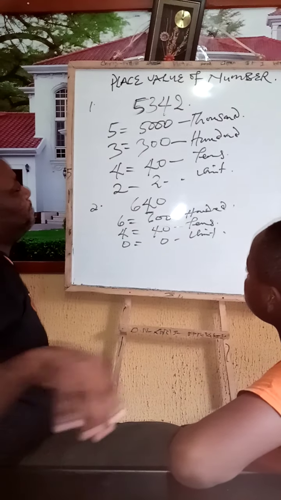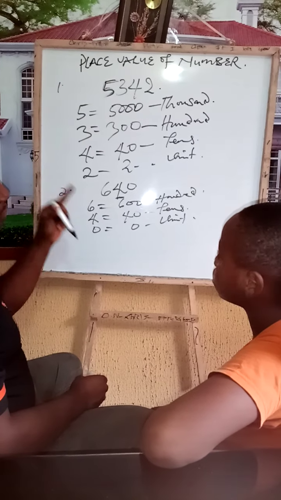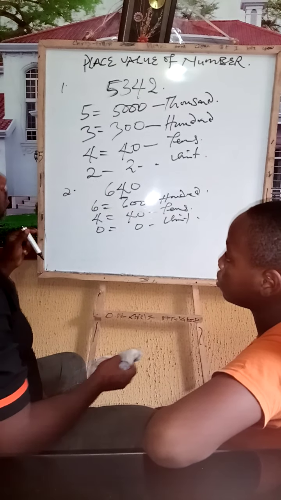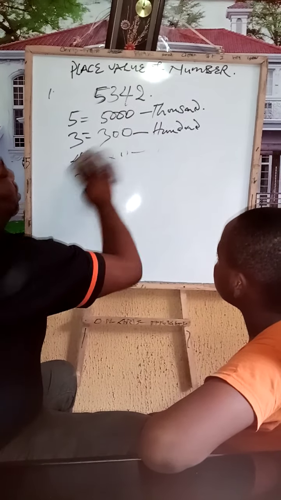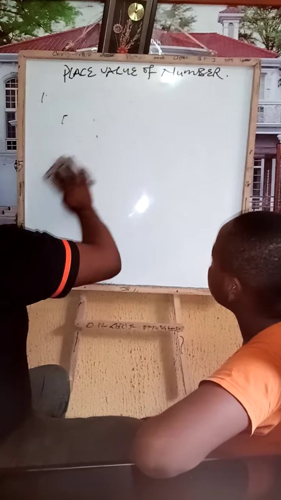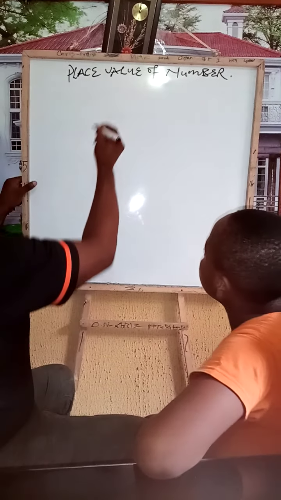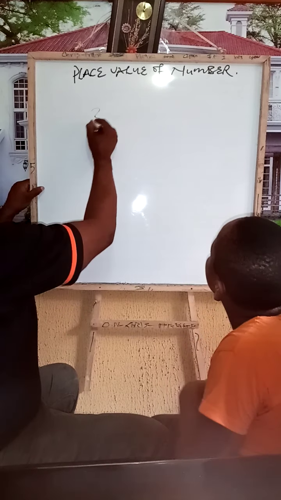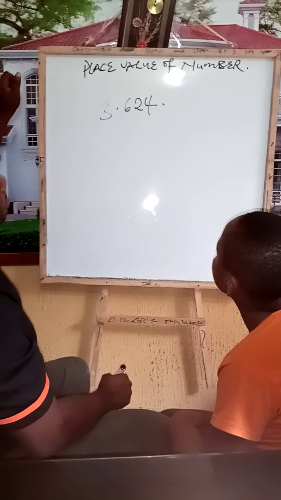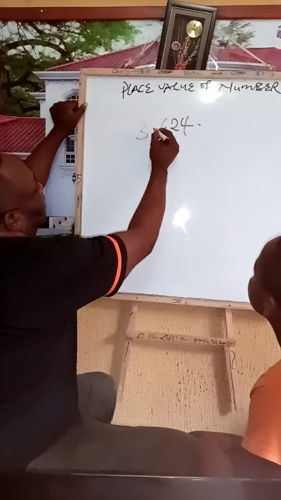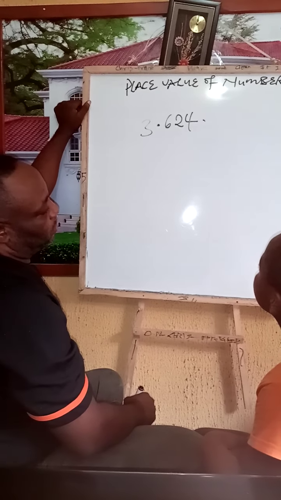Now you may be asked to get the place value of numbers in decimal. Is this one clear? Because I'll give you some work to do. So we are looking at the place value of numbers in what? Decimals. If you are given maybe something like this, 3.624. This is a decimal number. There's a point here, that is the decimal. 3.624, get the place value.